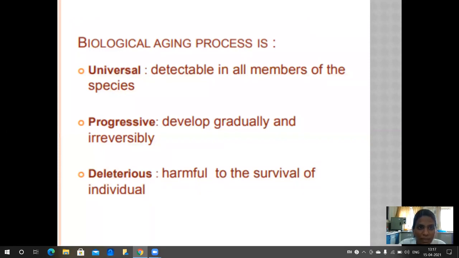Next, we move on to the biological aging process. It is divided into universal, progressive, and deleterious. What is meant by universal? Universal means it is detectable in all members of the species. Progressive means it develops gradually and irreversibly. Deleterious means harmful to the survival of the individual.